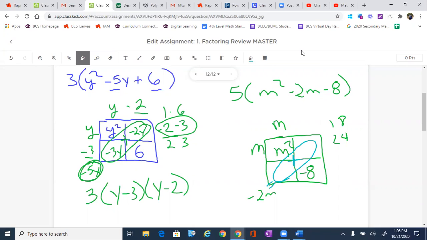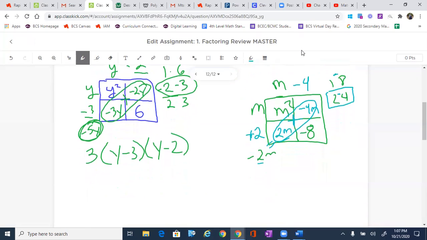Well, I know that 1 and 8, even if I put a negative on any one of those, I am not going to get a negative 2. But if I put a 2 and a 4 together and I make that 4 a negative, negative 4 plus 2 is negative 2. So I just write 2m and negative 4m. Now, at this point, I just take out that greatest common factor from the column, negative 4 and negative 8. I divide by negative 4. And then from 2 and negative 8, I just take out a 2, okay? And I have m minus 4 and m plus 2. So I'm going to write 5, m minus 4 and m plus 2, and they are fully factored.